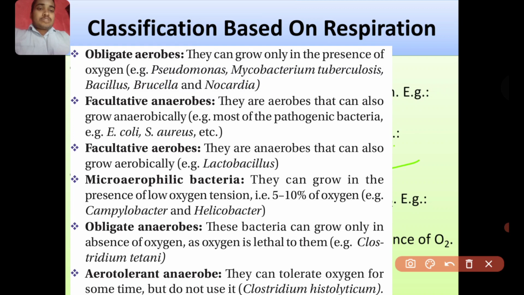Next, anaerobic. Obligate. It is obligate by that name, so it is clear that it must live in the absence of oxygen. If oxygen comes, it dies. That is Clostridium and Methanogen.